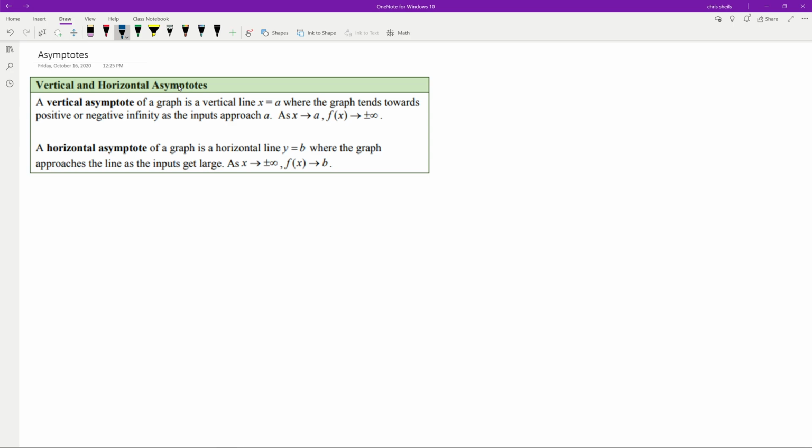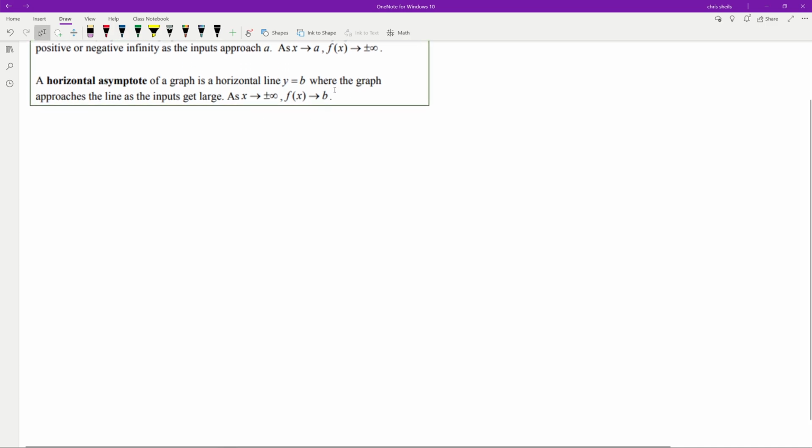A horizontal asymptote of a graph is a horizontal line y equals b, where the graph approaches the line as the inputs get large. So as x approaches positive or negative infinity, f of x approaches b. And this should be the same as x approaches negative infinity and as x approaches positive infinity. If I have a horizontal asymptote, I should be approaching the same y value for both of those.